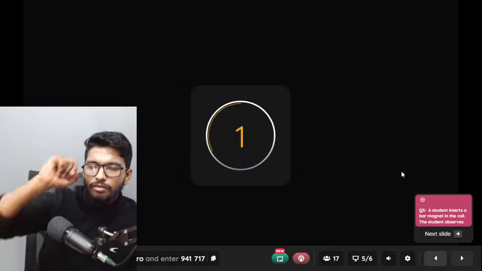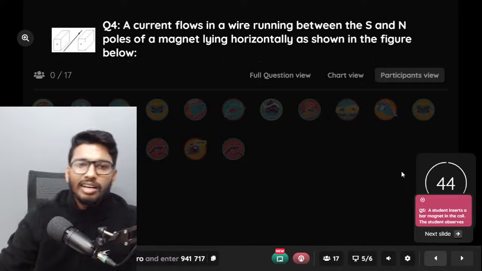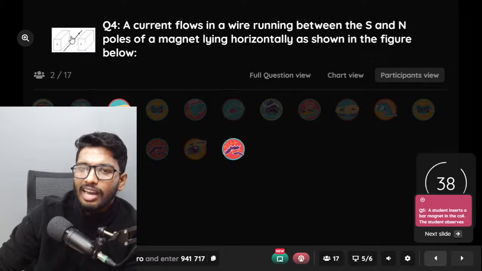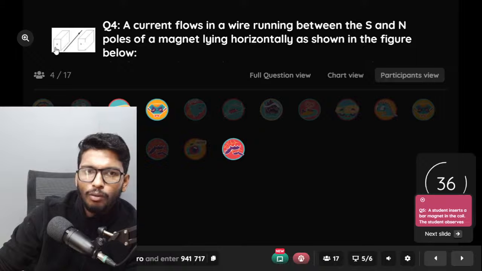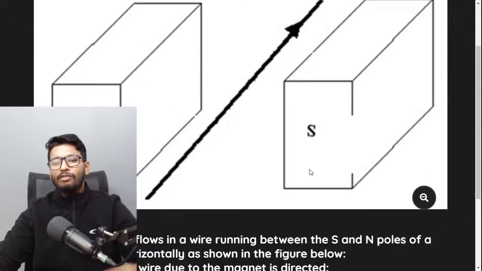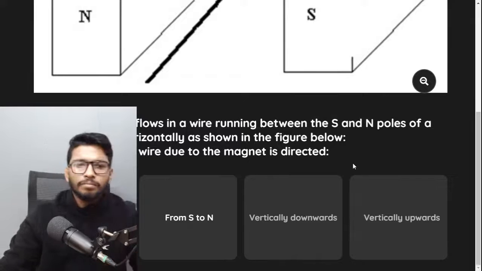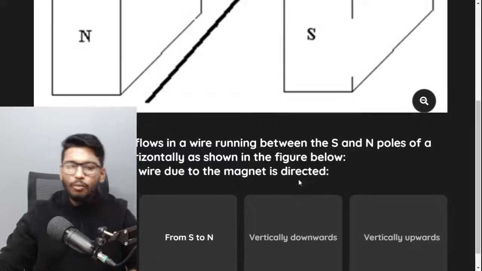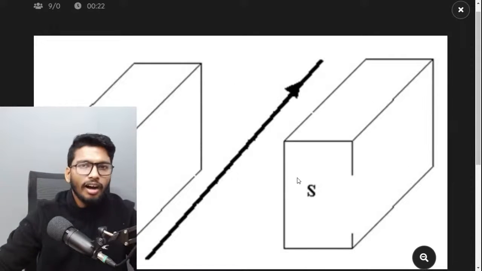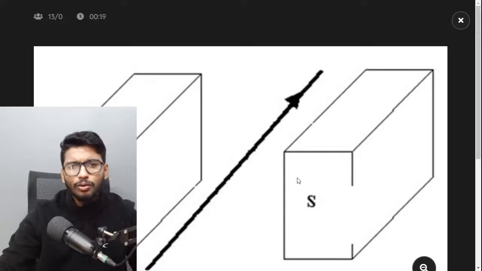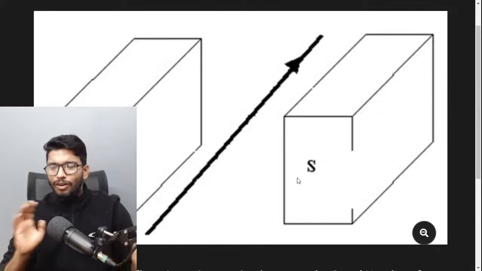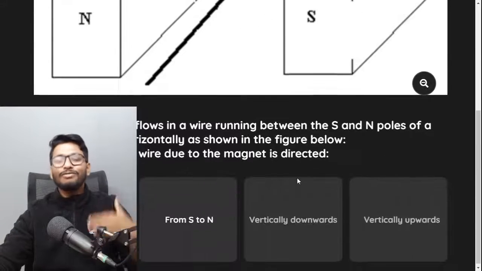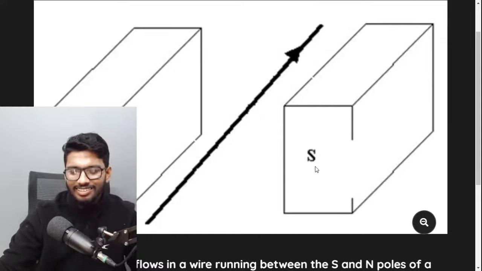Fifth question. Here we go. A current flows in a wire running between S and N, that is the south and north pole of the magnet, lying horizontally as shown in the figure. So this is the figure, people. I hope you guys can see the figure. You have to find out the direction of the force on this conductor. Is it going to be from north to south, south to north, vertically downwards, or vertically upwards? You have to use one of the rules to find out the direction. I'm not telling you which one. You have to use one of the rules to find out the direction of the force on this current carrying conductor. Let's go.